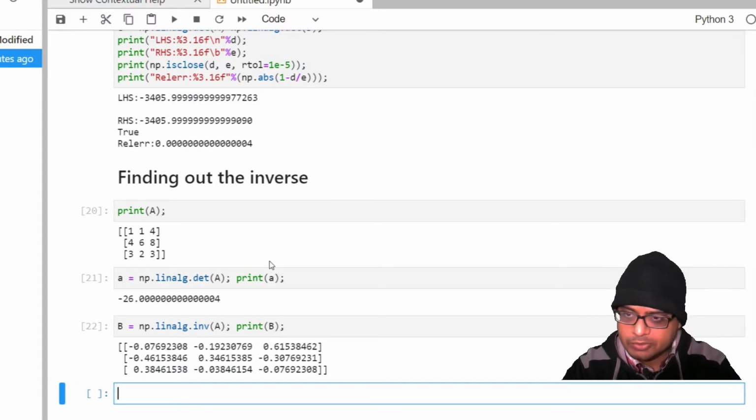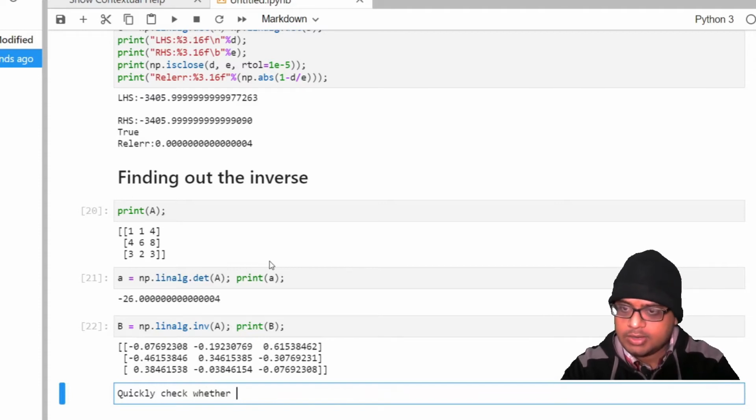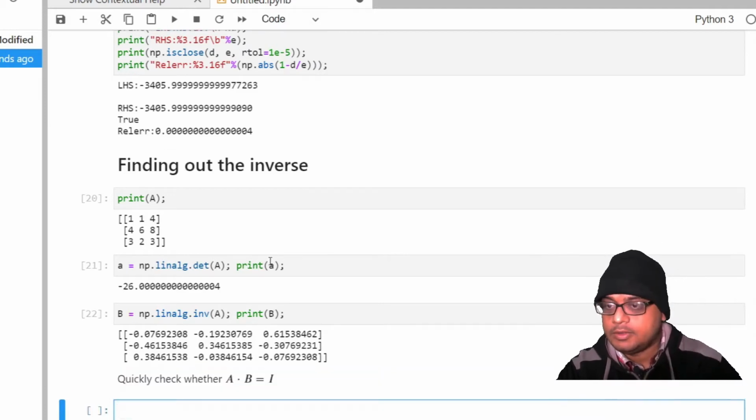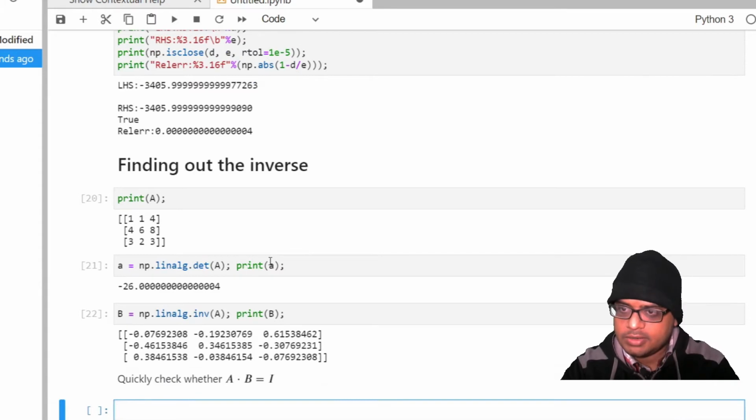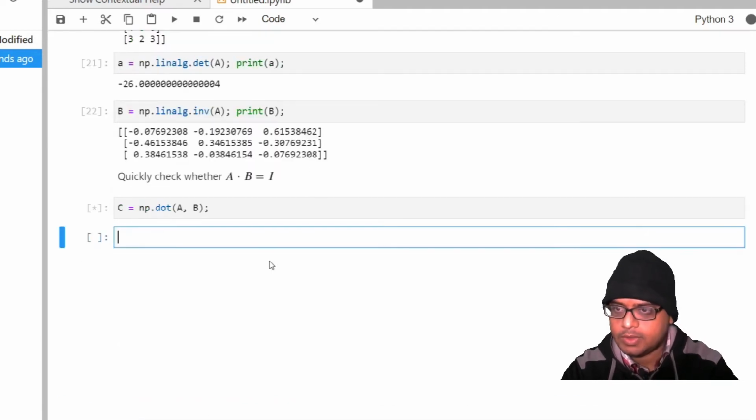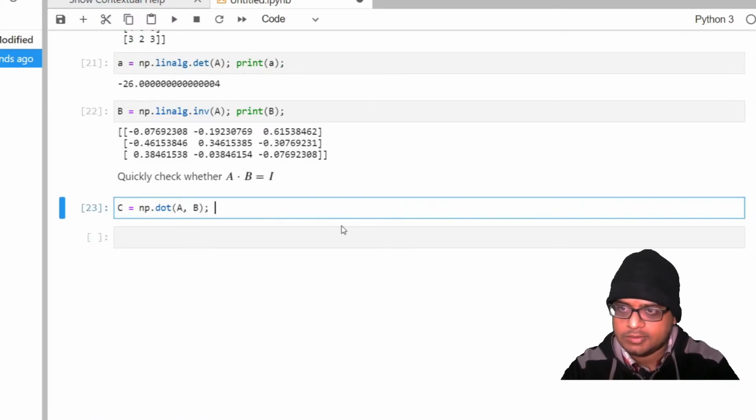So B is this particular matrix, and let us do a quick check whether A times B is equal to the identity matrix or not. So let me define C as np.dot(A, B), and let me print what C is.